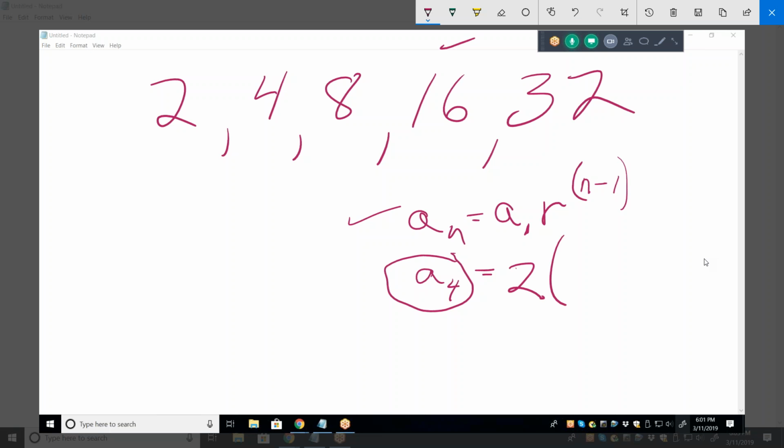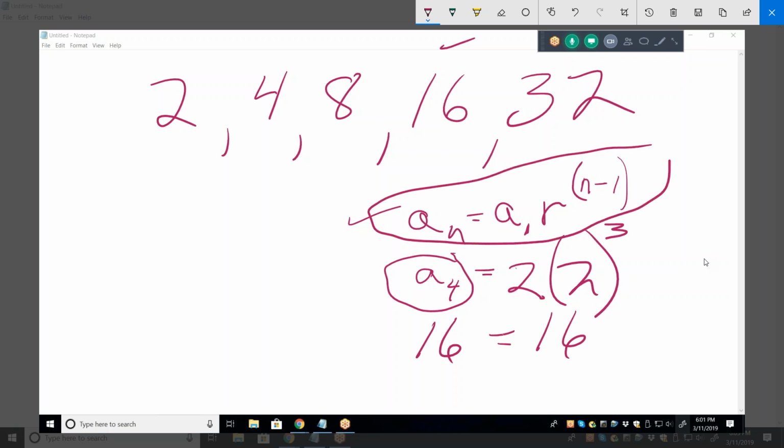Or its common multiplier? 2. And n is 4, so that's going to be cubed. Now, we know from looking at this series, or sequence rather, that the fourth term is indeed 16. Well, is that equal to that? Yes, it is. Now, all that tells me is that my memory was correct.